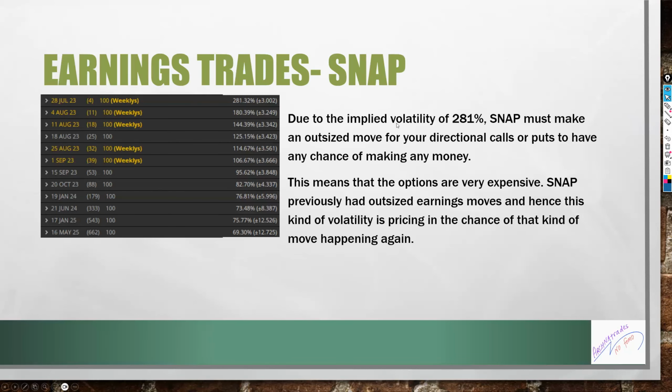So here I'm showing, due to the implied volatility of 281%, Snap must make an outsized move for your directional calls or puts. Not necessarily after earnings, everything goes up. If the earnings are not good, the market doesn't like it, it goes down too. So whatever your directional bias is, any directional call or put you are taking needs to make an outsized move beyond that for your calls or puts to make any money. This means that the options are very expensive.